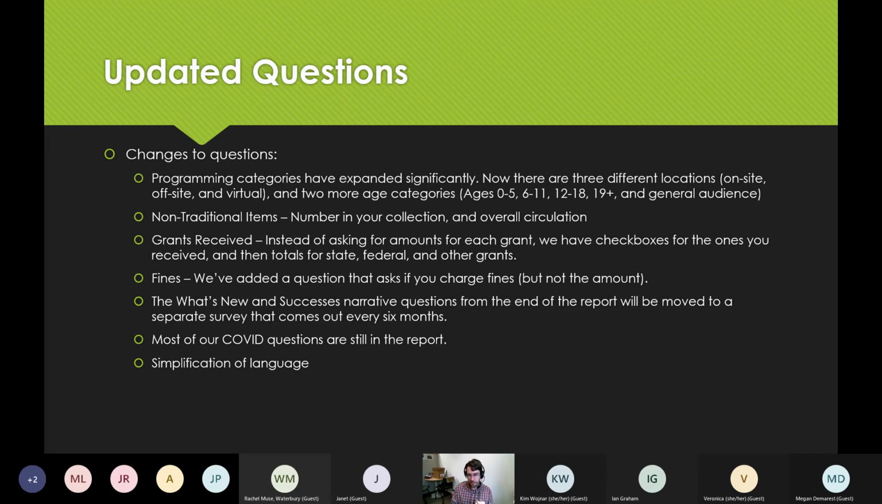We used to ask how much money you received for each grant that you received, and now we put them into categories. So how much money did you receive for state grants, federal grants, other grants? We're hoping that that's just fewer questions and might be easier to manage. There's a new question where we ask whether you charge fines. We don't ask you how much you charge, it's basically a yes, no.